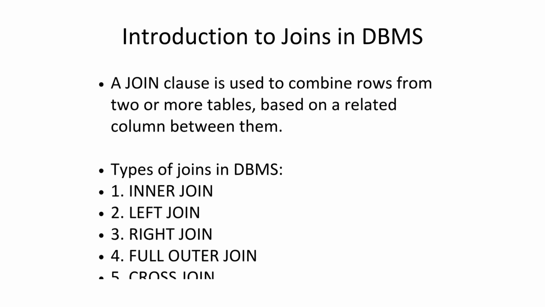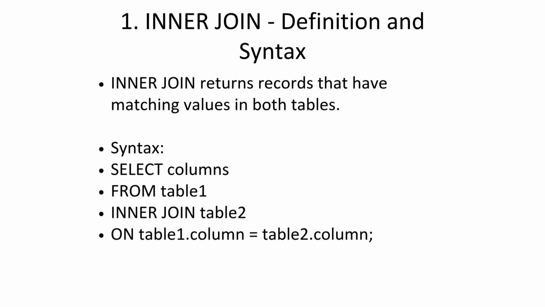There are different types of joins: inner join, left join, right join, full outer join, cross join, self join, natural join. Let's explore each of them with definitions, syntax, and examples.